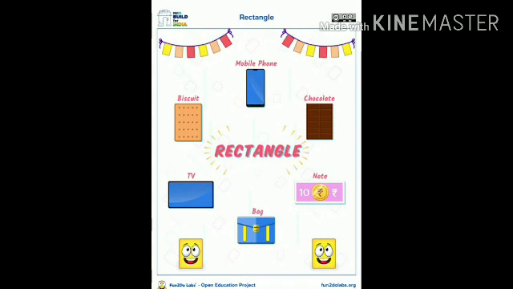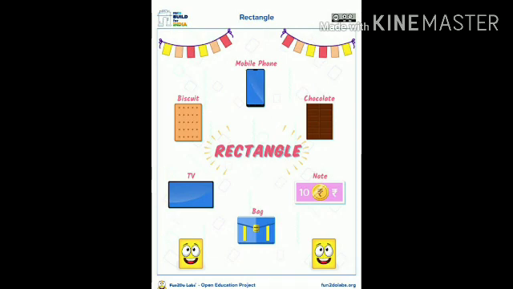Then comes our TV. We watch TV to know about things. We watch news in it. But what is the shape of TV? The shape of TV is rectangle. And the last picture is of a bag. These bags have come many years back and they are in the shape of rectangle.